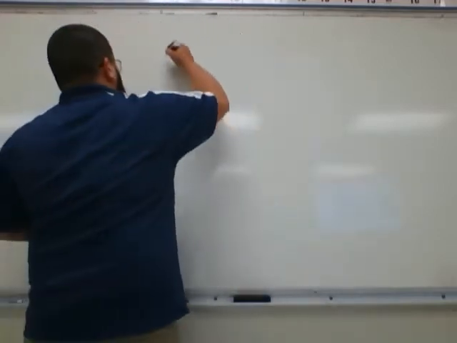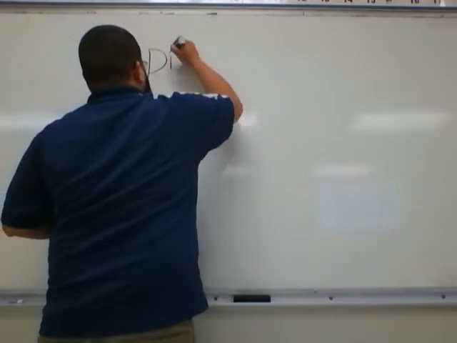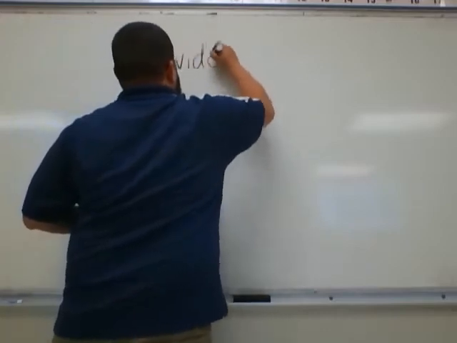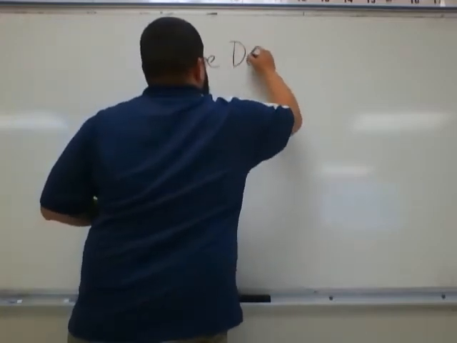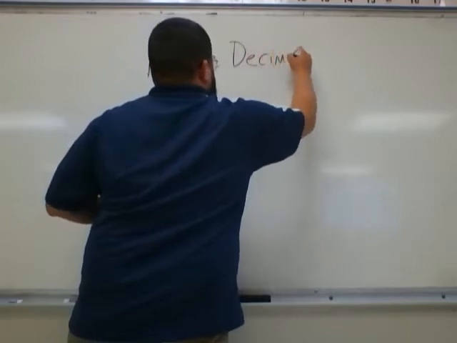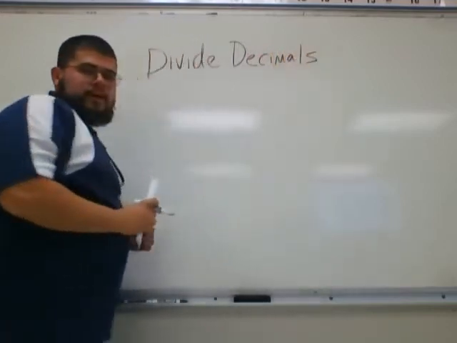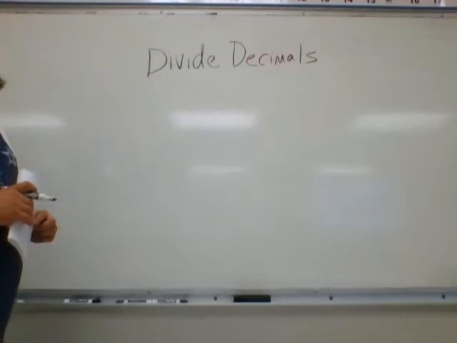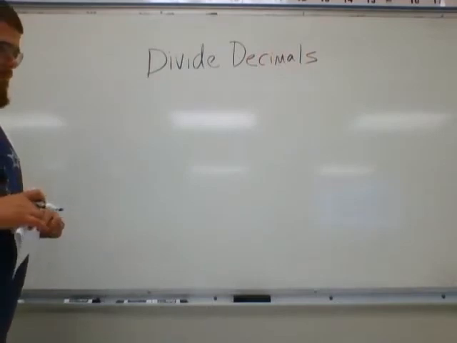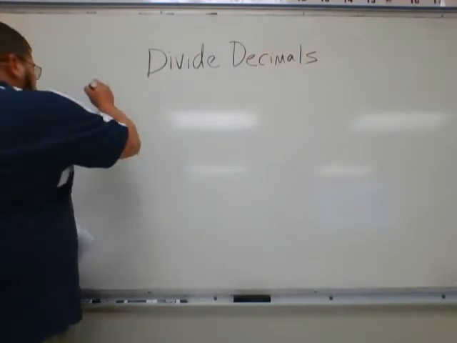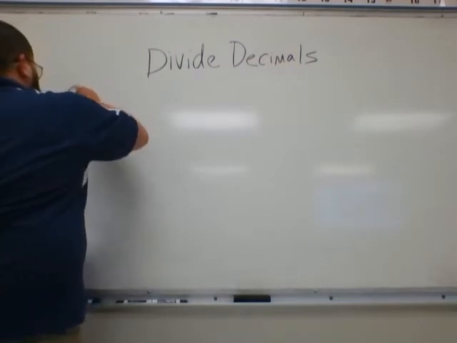So what we're gonna do now, you gotta write this down, is divide decimals. Okay, that's what we're doing now. Divide decimals. That's what we're going to do. So remember, what this is over here on the side is quotient.